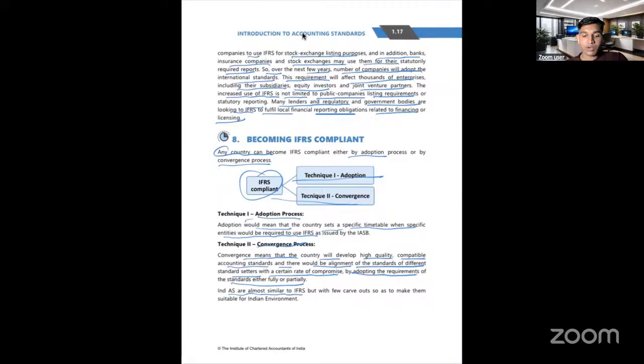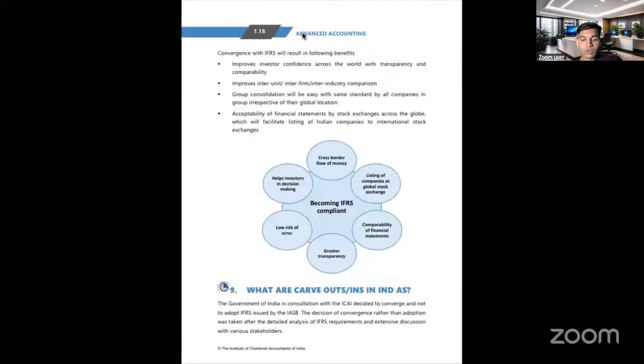Ind ASs are almost similar to IFRS, but with a few carve-outs so as to make them suitable for the Indian environment. Convergence with IFRS will result in the following benefits. It improves investor confidence across the world with transparency and comparability, and improves inter-unit, inter-firm or inter-industry comparison. Group consolidation will be easy with the same standard used by all companies in the group irrespective of global location. Acceptability of financial statements by the stock exchanges across the globe will facilitate listing of Indian companies on international stock exchanges.